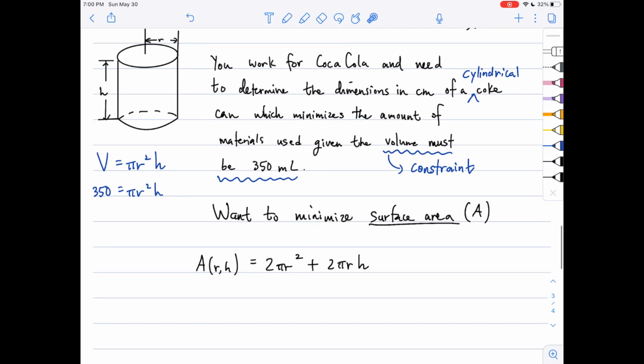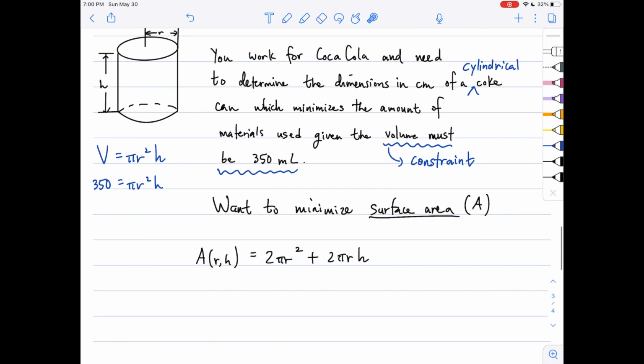Okay, so how are we going to do that? Well, we're going to use this piece of information right here. If I isolate for h, we get 350 divided by pi r squared. So height is 350 divided by pi r squared. I'm going to take this, maybe I'll circle it, and I'm going to substitute it in for h. Now, as soon as I make that substitution, notice that the function goes from a two variable function to a one variable function, and the surface area is now a function of radius only.